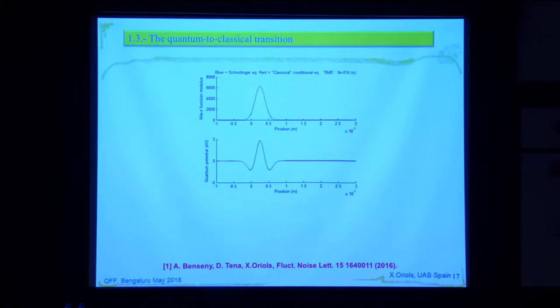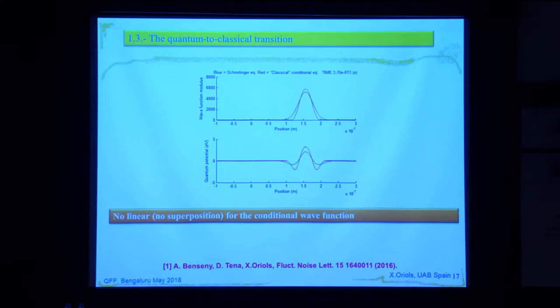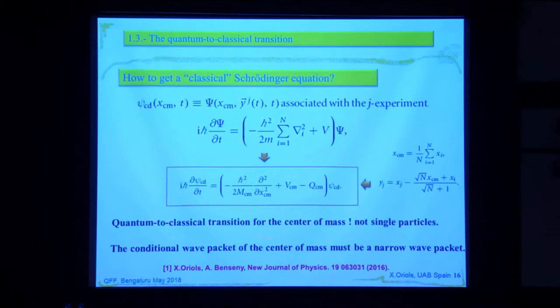The wave packet is just concentrated, and the reason is that the equation that I showed you is non-linear, because it depends also on the modulus of the wave function. So this is a non-linear equation, and you are breaking all the typical rules of the Schrodinger equation. But this is not surprising, because this is not the equation of the whole quantum system. It's just the equation of a subsystem.